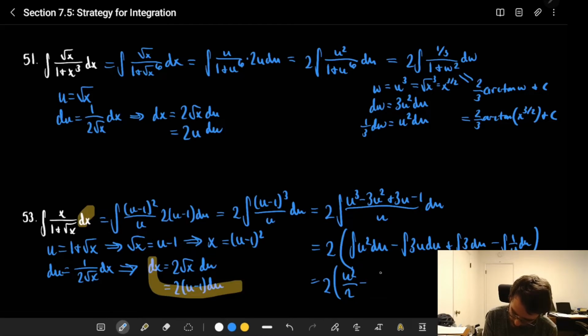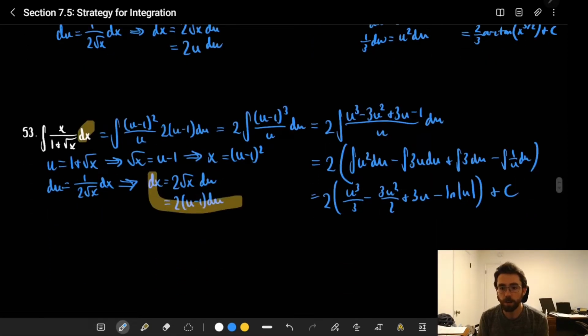I meant to say u cubed over 3 for that. It's going too fast. This is 3u squared over 2. This is 3u. 1 over u integrates to natural log of u. Out of your constants, sorry, went below the screen. Plug back in for u. u is just 1 plus root x.